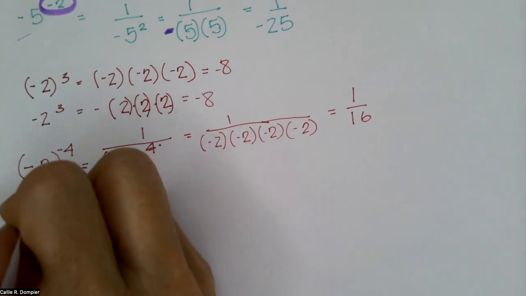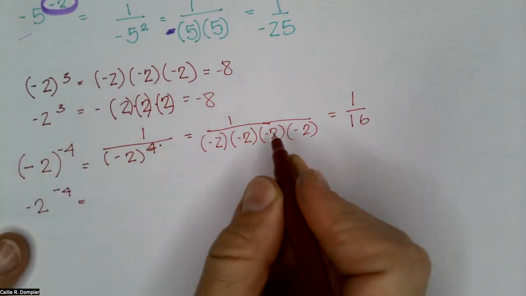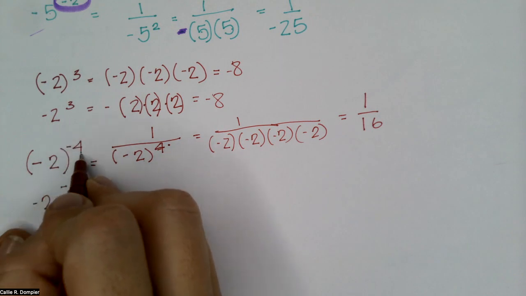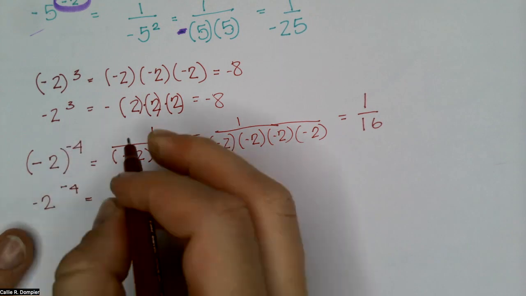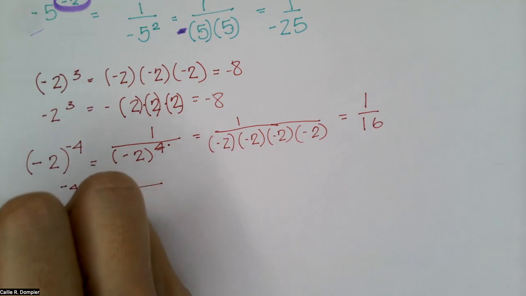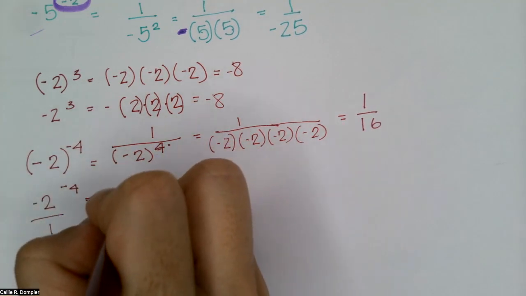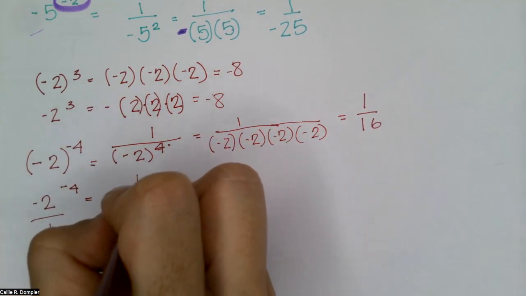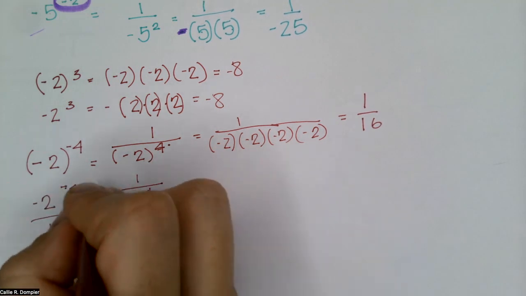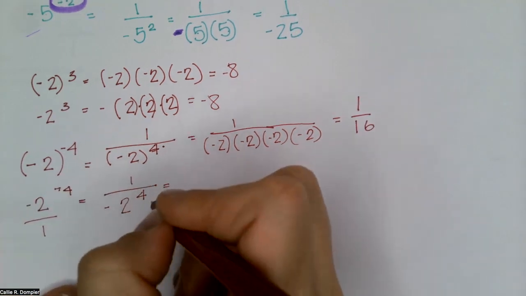Same here, but we're not including the negative when we multiply it. So same first step. I want this negative exponent turned into a positive. Flip the fraction, create the fraction and flip it. This negative sign is gone. This negative sign still exists.